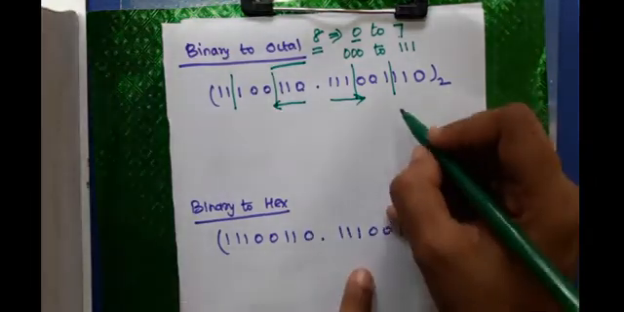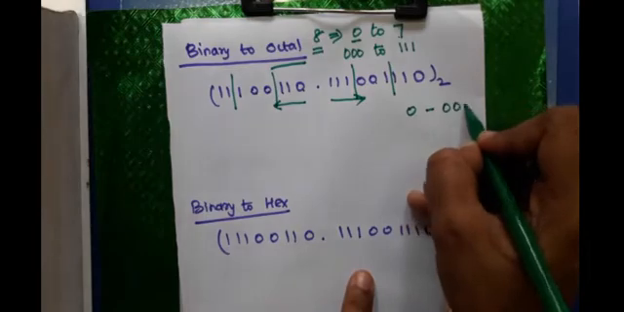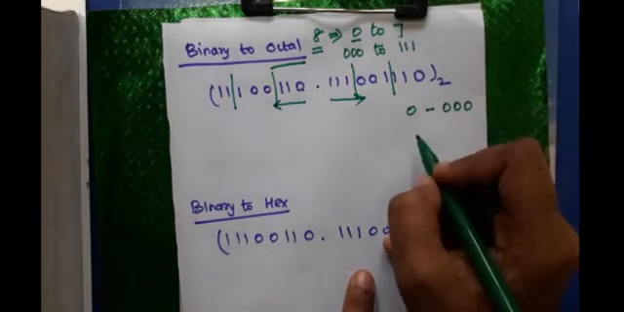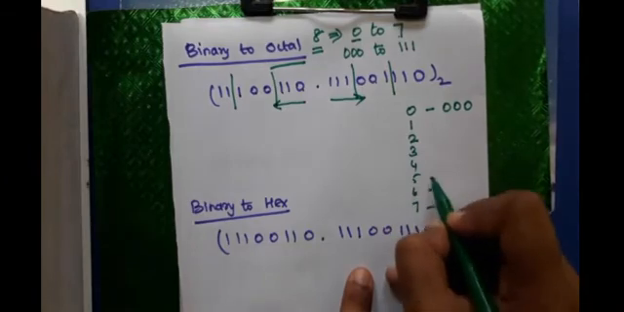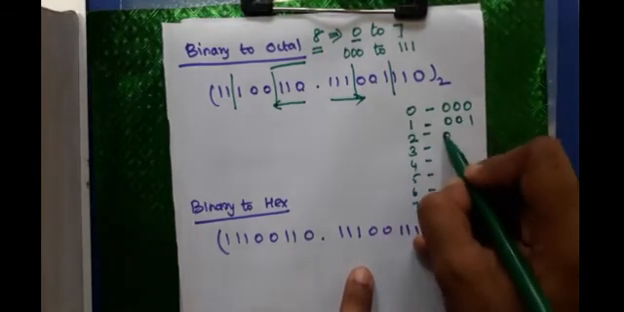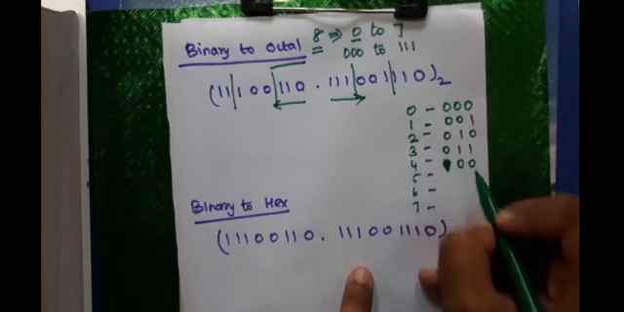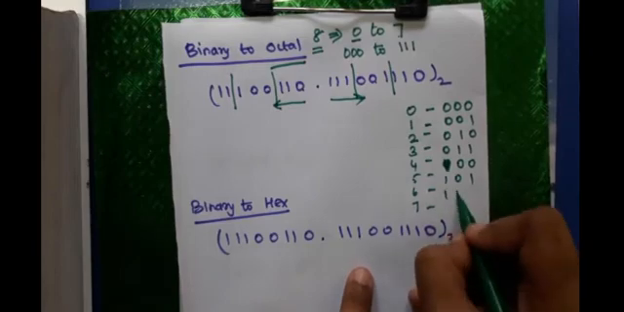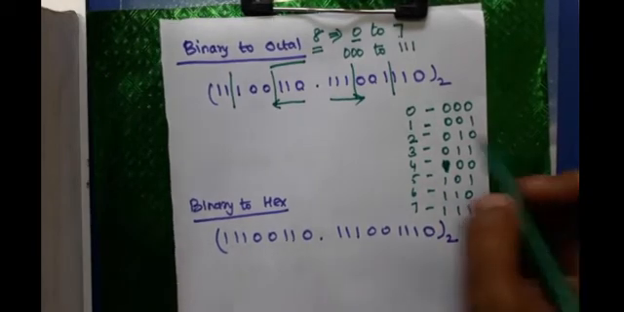For this we must always remember that 0 in decimal form is 000 in binary, 1, 2, 3, 4, 5, 6 and 7. Let's note the conversion of all this: 001, 010, 011 is 3, 100 is 4, 101 is 5, 110 is 6, 111 is 7. Now let's make use of this.